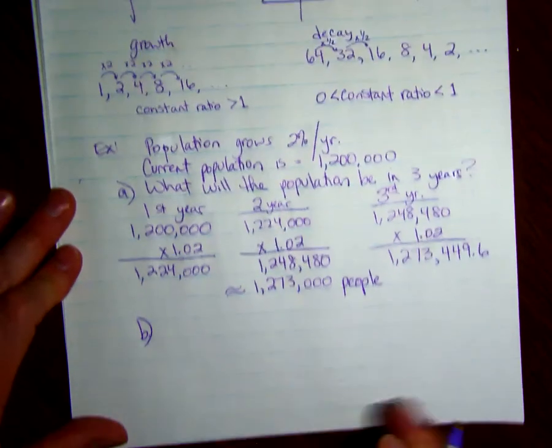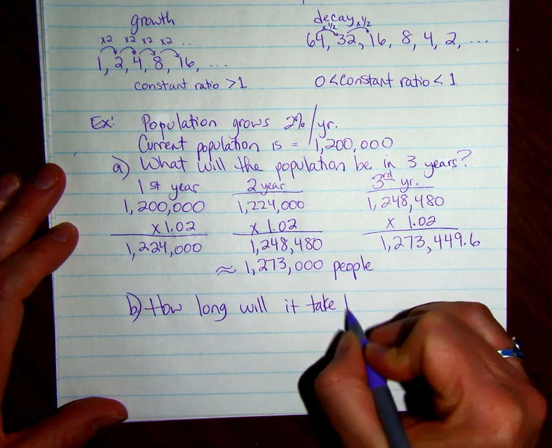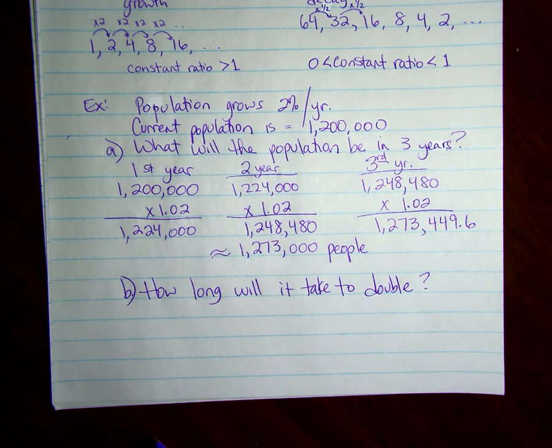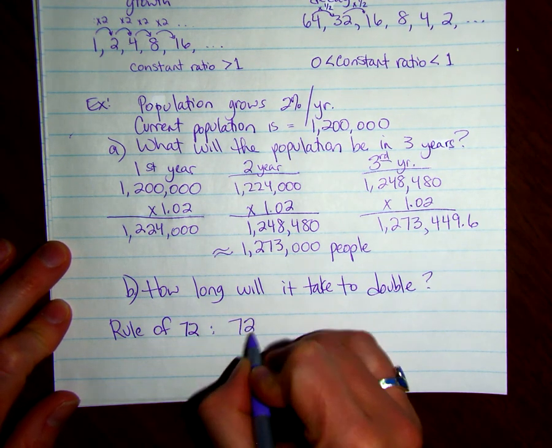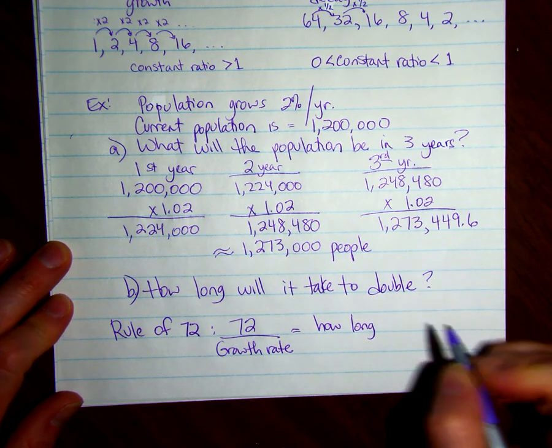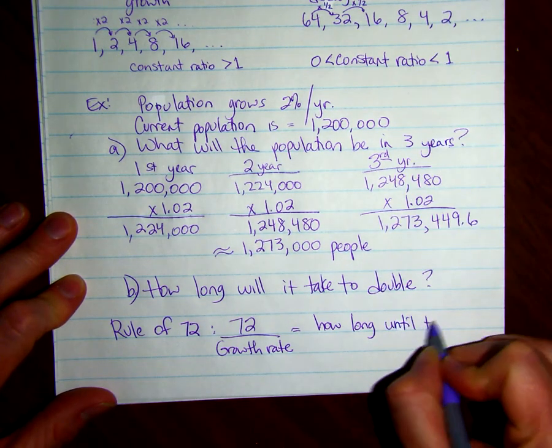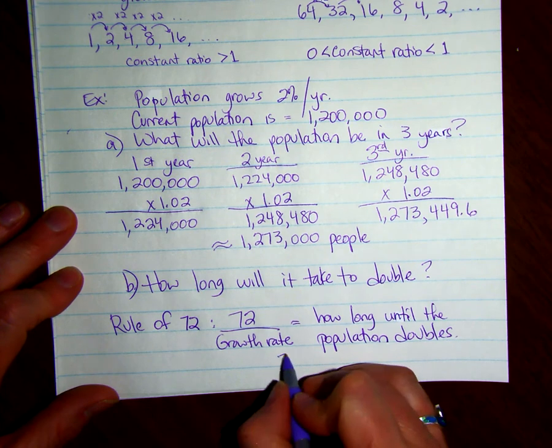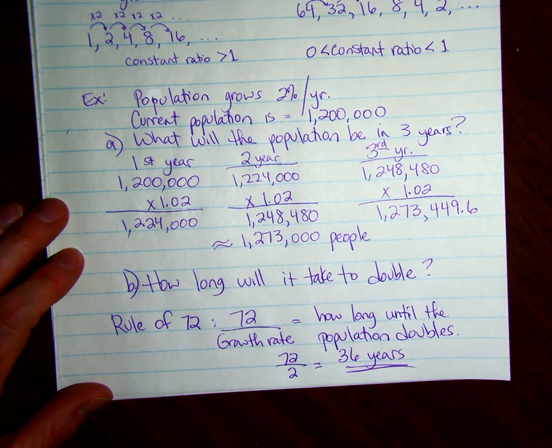And B, how long will it take to double? We have a really cool thing that we can do to see when a population doubles, and it's called the rule of 72. It's pretty awesome. So you do 72 divided by the growth rate, and that equals how long until the population doubles. So we just take 72, our growth rate is 2%, divided by 2, so in 36 years the population will double. Isn't that so awesome?